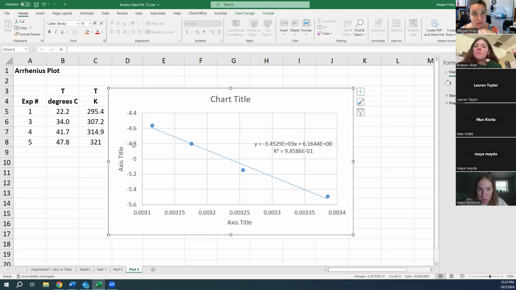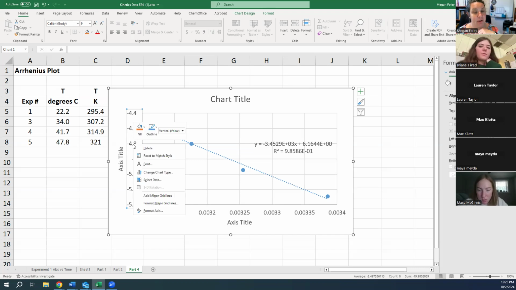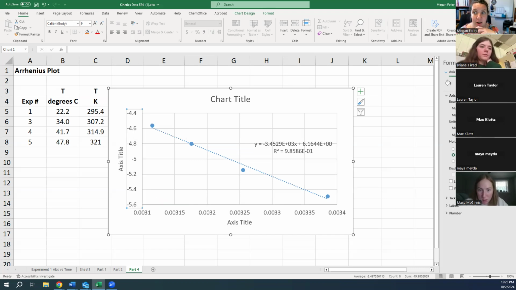So you click on this, right click or double click, go to format axis, and you want your horizontal axis crosses at negative 5.6. So the axis value at negative 5.6. Oh, okay, thank you.